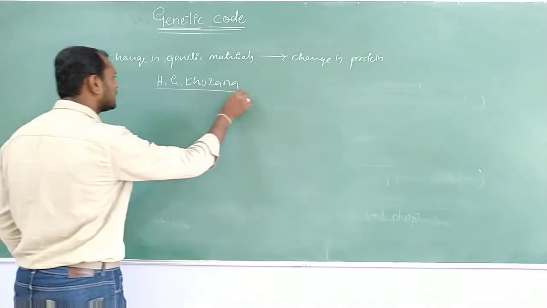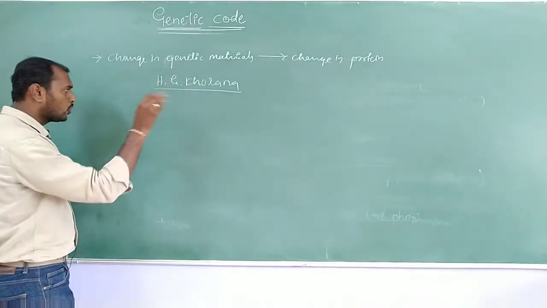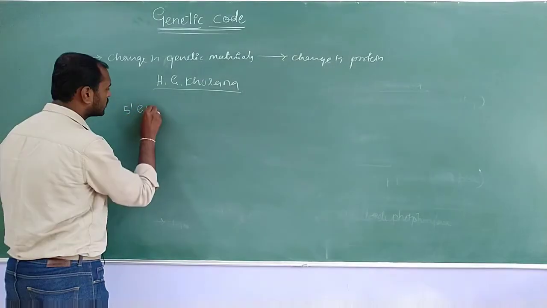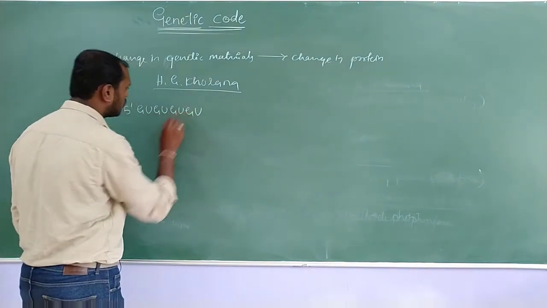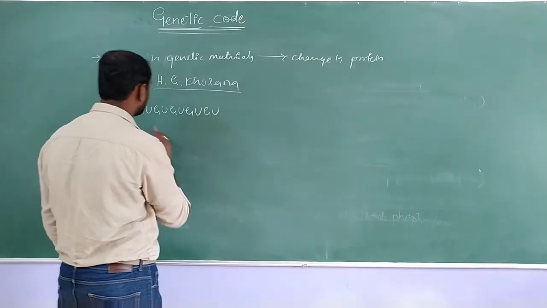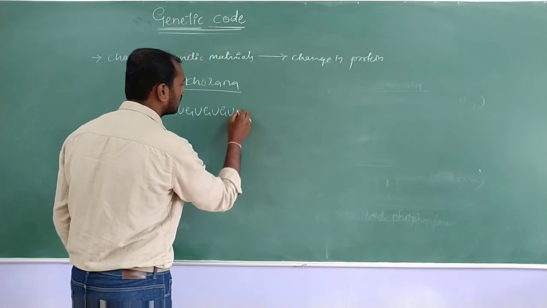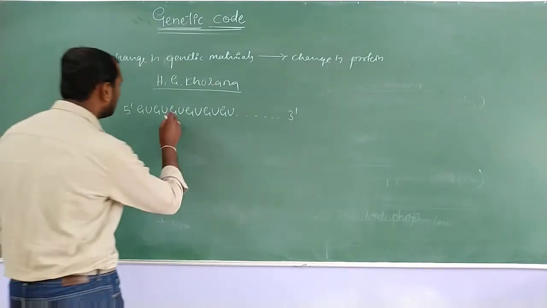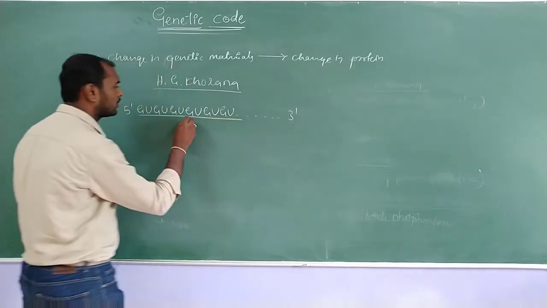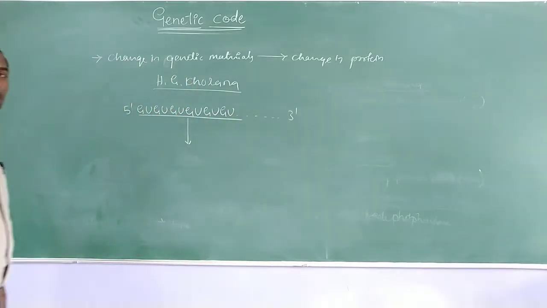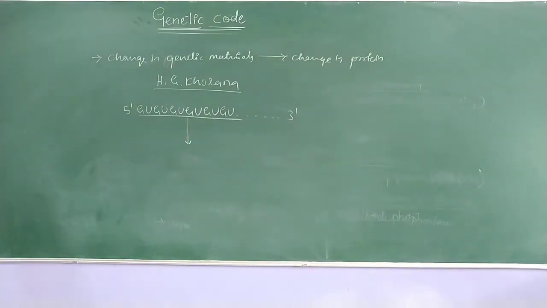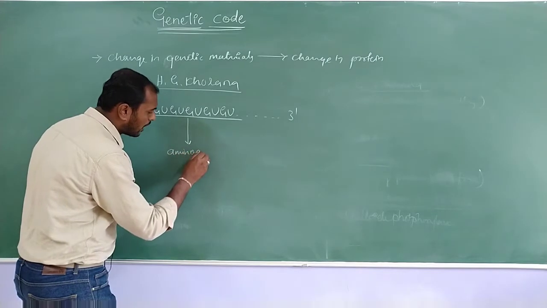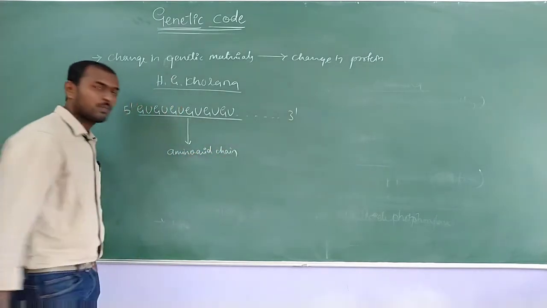Khorana synthesized a synthetic mRNA with a known sequence. He synthesized an mRNA starting from the 5' end, having only GU, GU, GU repeats, a known sequence of GU. When this particular mRNA was translated, what they got was the continued presence of a chain of amino acids. So they succeeded in synthesizing an amino acid chain.